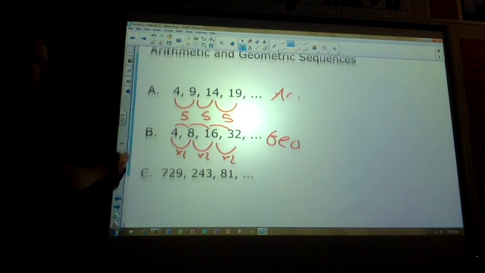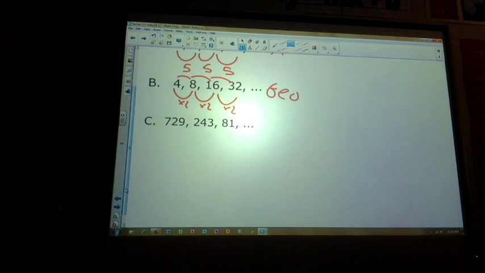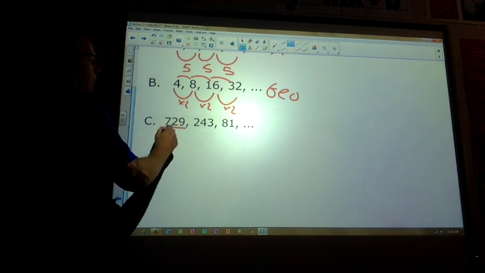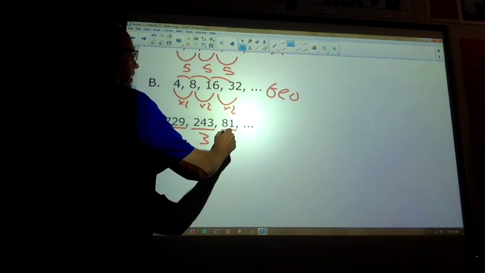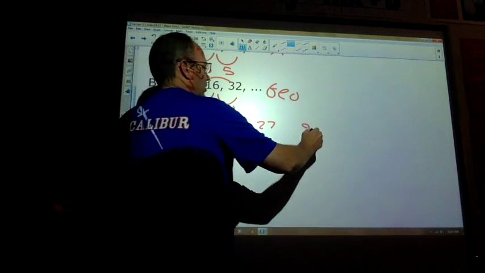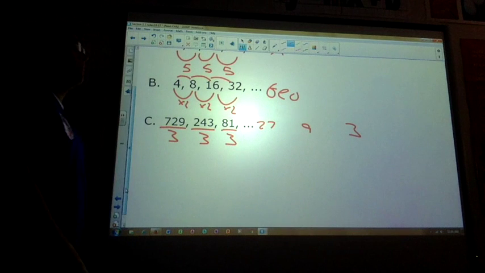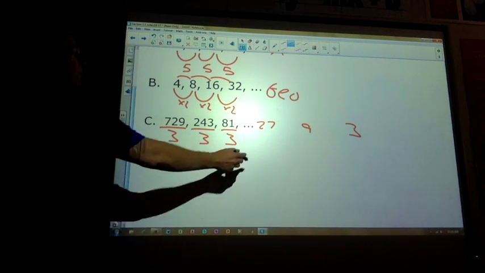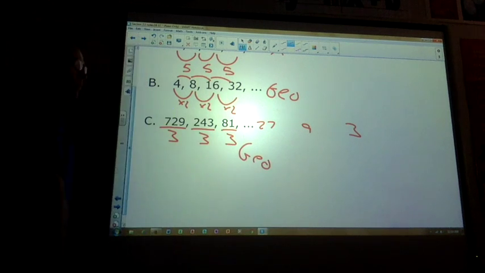Okay? Any idea on this one? Divide by 3. What do you think? So if you got to the next one, it would be 27. Then it goes to 9. And then it goes to 3. If you divide by 3? Geometric? Good? What do you think? Happy? Makes sense so far?